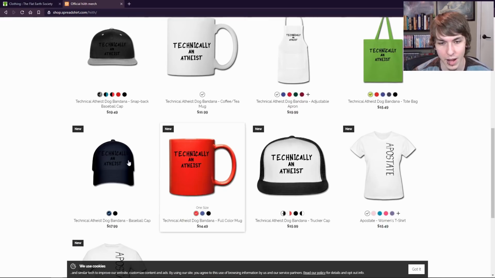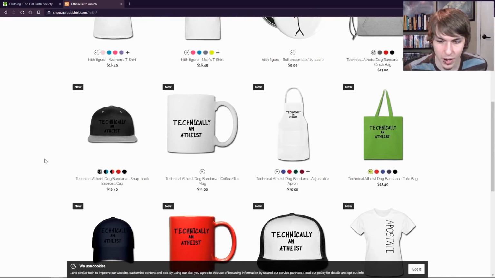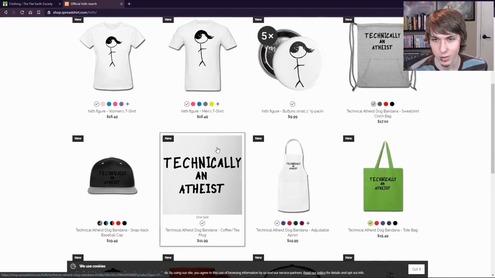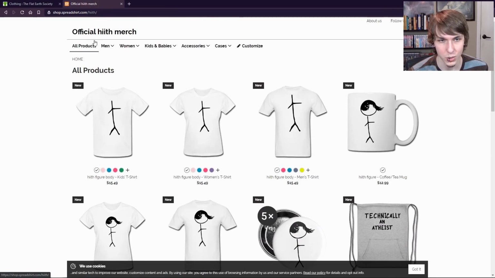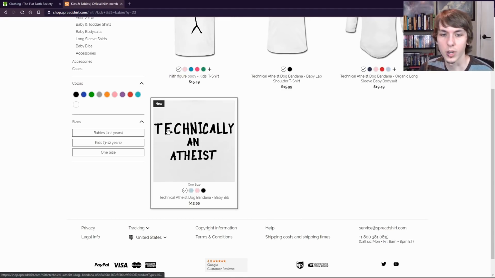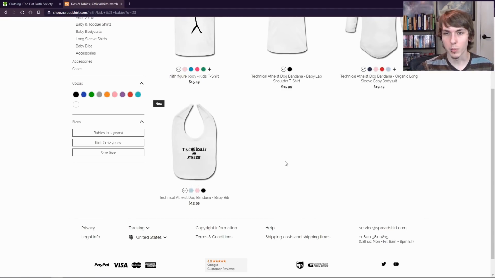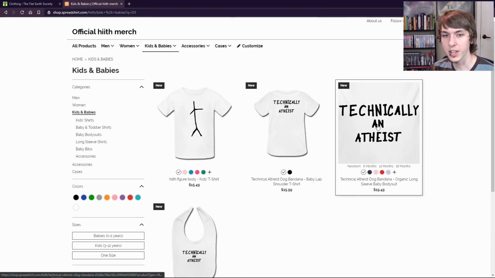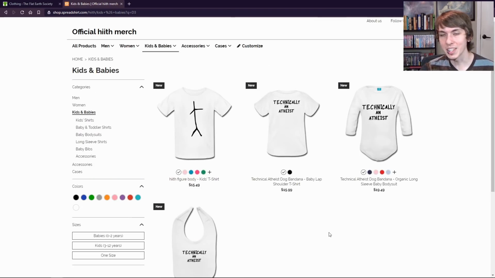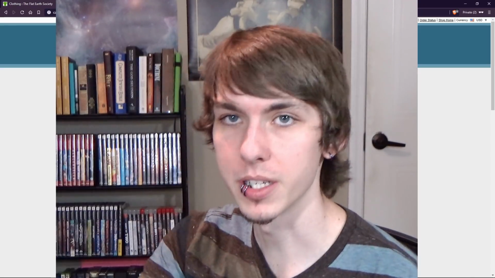I don't remember adding all this stuff. This must have been automatically added to my shop because there are very few things that I actually... See, this is what I wanted. You put this on a baby bib and a bodysuit, and it's funny. Like, oh, he's technically an atheist because he doesn't believe in anything. I'll try to fix that by the time this is posted.